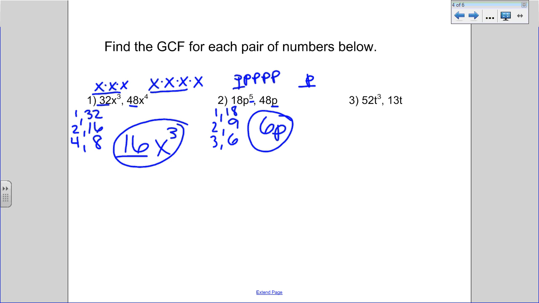Here we go. 13. Ladies and gentlemen, 13 is one of my favorite numbers. Does anyone know why I like 13 for factoring? It's prime. So what are the only factors of 13? 1 and 13. All right.